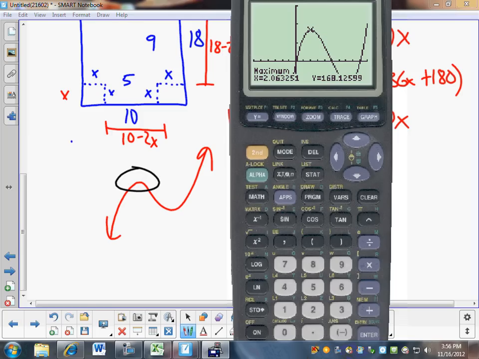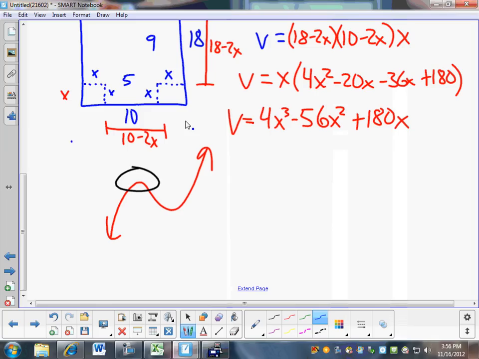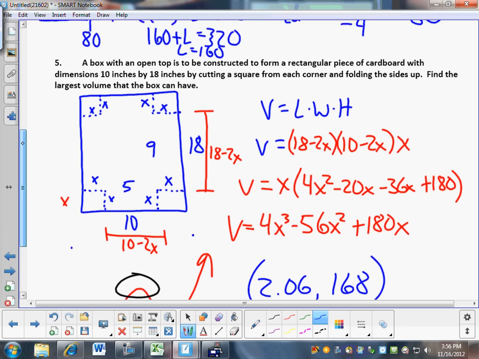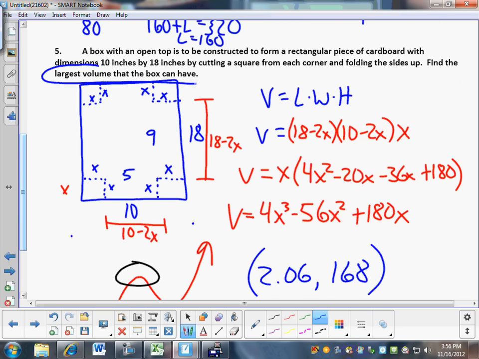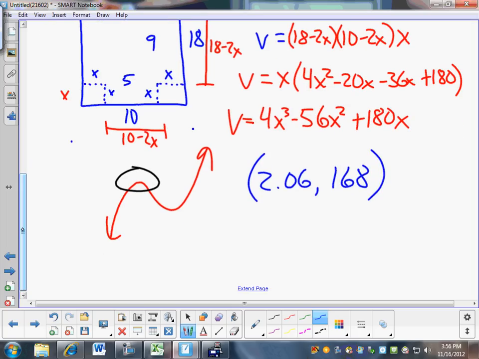That is what size square you cut out. The y value is actually the volume. Since we wrote an equation for volume, y is the volume. So 2.06 and 168. So I'm going to write that down. 2.06, 168. That's the location of my maximum. Let's answer the question. The question says, find the largest volume that the box can have. Well, I want to know the largest volume. I'm not really concerned about the 2.06. That's just the x value. The largest volume is going to be 168.